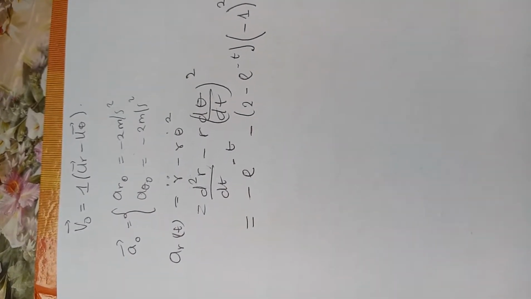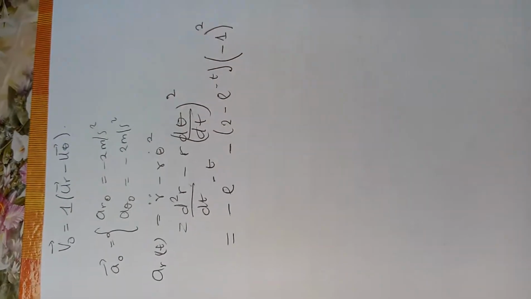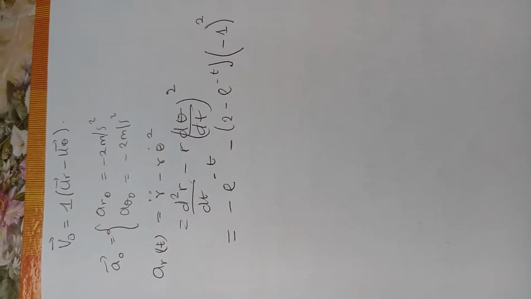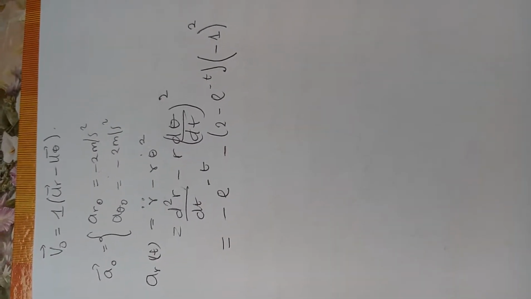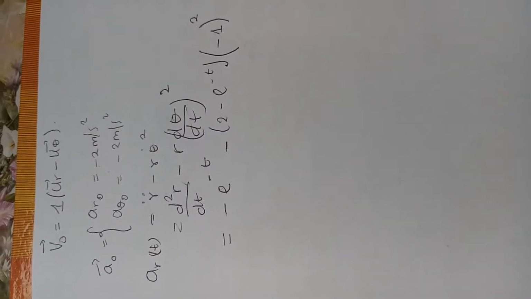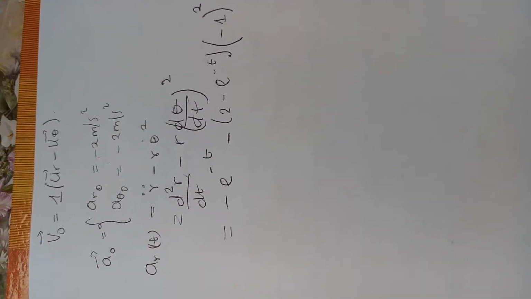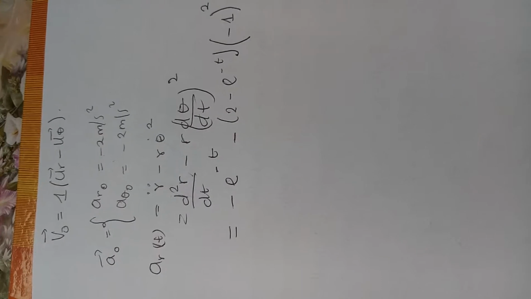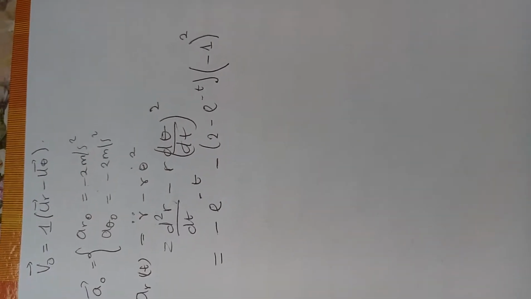So where were we? We said already that this A_r(0) and A_theta(0) in the question, they already gave us these two as -2 meters per second square for A theta. Now imagine they did not give us -2 meters per second square. For this particular question, it was given.